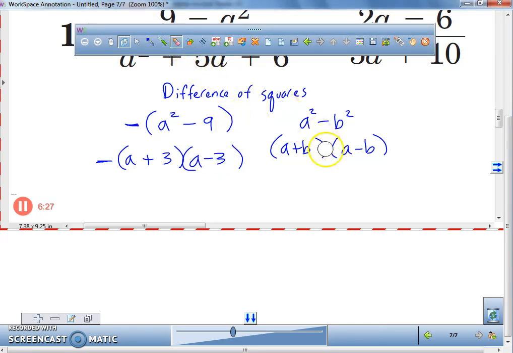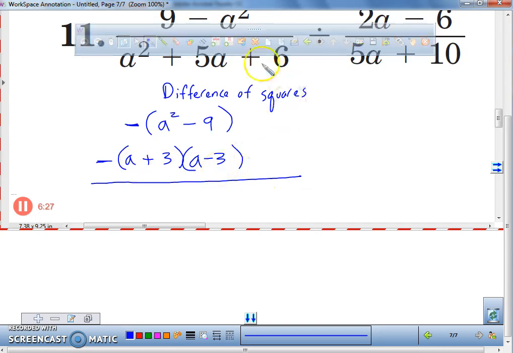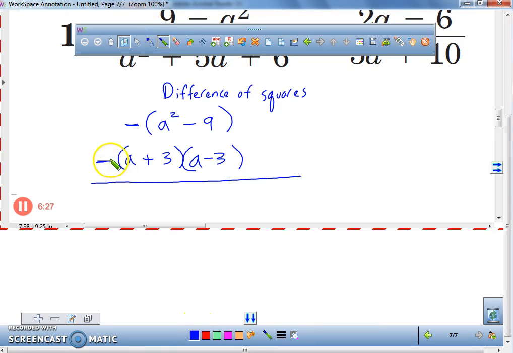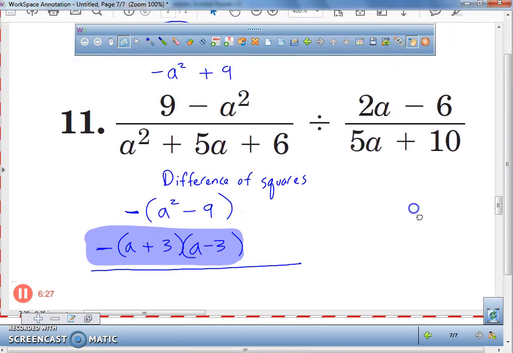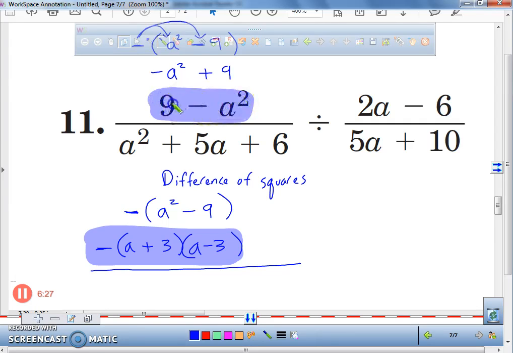All right? So right now, I'm going to erase this because I've already written that down before. Okay? So in the numerator, everybody, we have a negative times an a plus 3 times an a minus 3. And that's everything completely factored in the numerator of the very first part. So scroll up. What does this right here eventually become? This right here eventually becomes all of this.